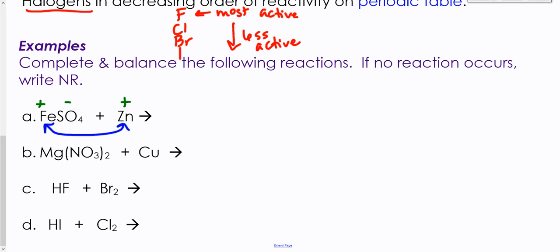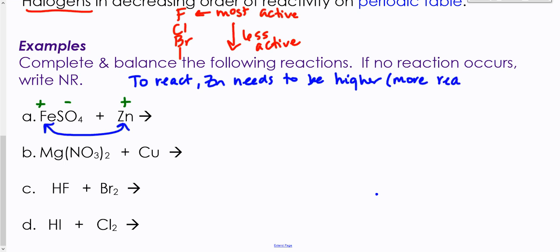So I have to look at my activity series. For this to happen, I'm going to make a little note: to react, zinc needs to be higher, or more reactive, than iron. If I look at that activity series, and you should have this on your blue sheet, I find zinc in the middle there, and iron is two below it. So that means this will happen.